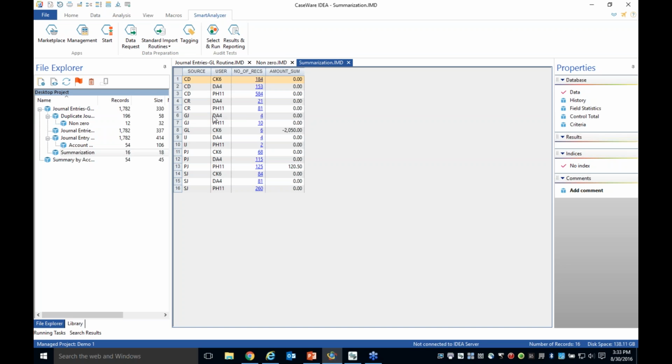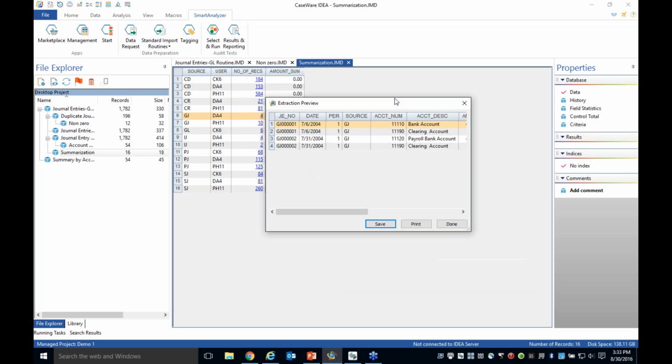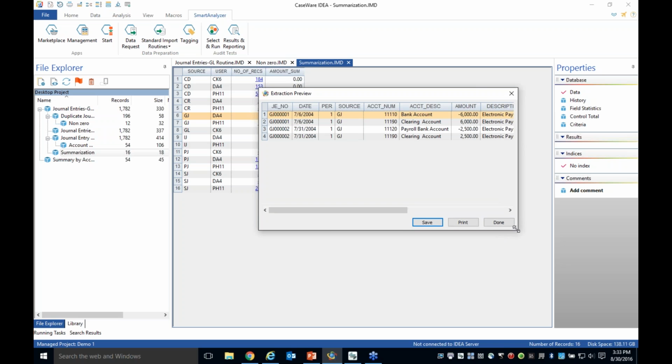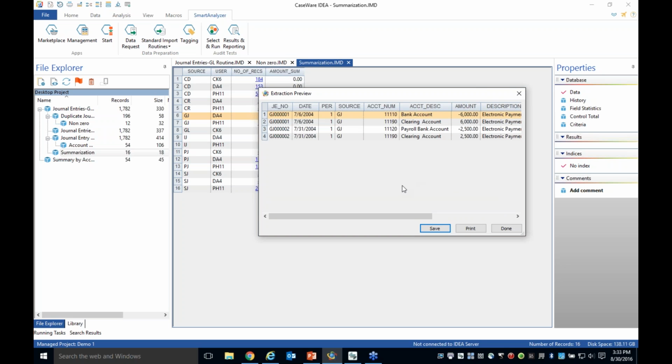So if I want to drill down and find out what journal entries they did, because I've got this already done as an analysis here, I can just click on that, and I can pop up a listing of the journal entries that that person did. And then I can go ask them, what were they doing?